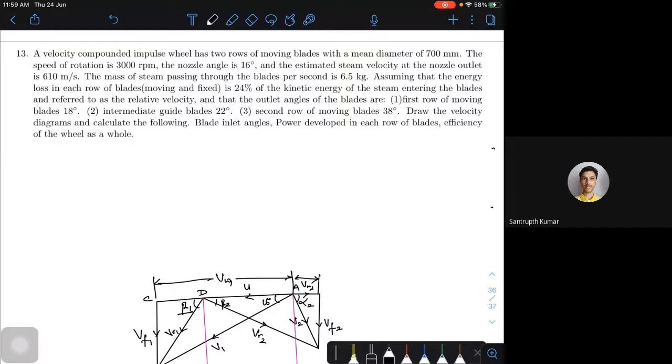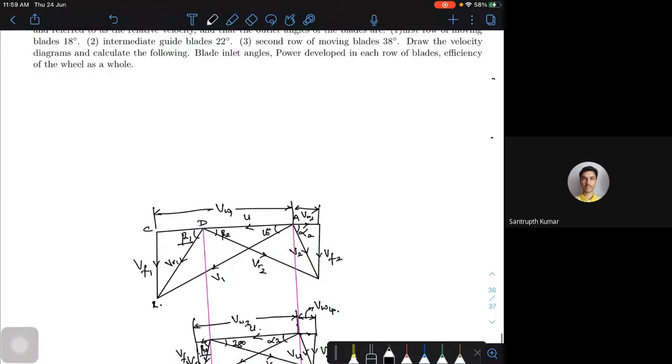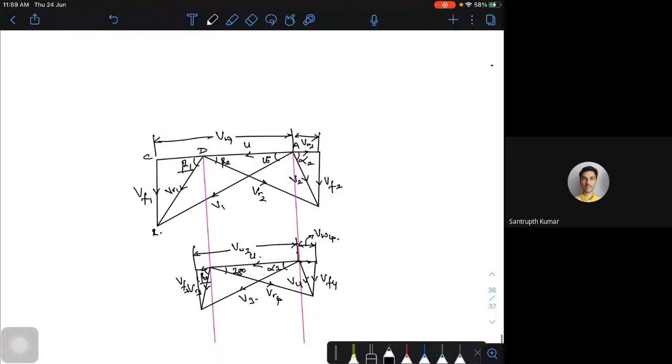Then the first row of the moving blades are 18 degrees. Intermediate guide blade angles are 22 degrees. Then the second row of moving blades is 38 degrees. Draw the velocity diagrams and calculate the following: blade inlet angles, power developed in each row of blades, efficiency of the wheel as a whole. Okay. I want you people to solve this problem.